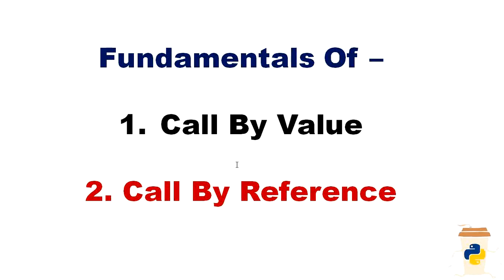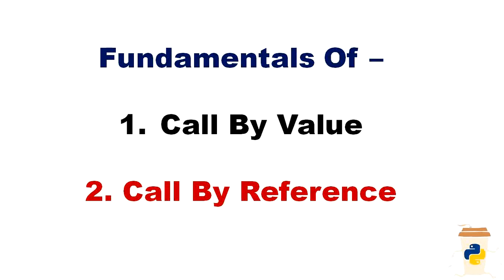Now let us quickly discuss what is call by reference. In call by reference, the address of the argument is passed to the called function. Thus, we are referencing the address of the variable in this case, and any alterations made in the parameter inside the function are also reflected outside the function. Call by reference is supported by languages like Java.